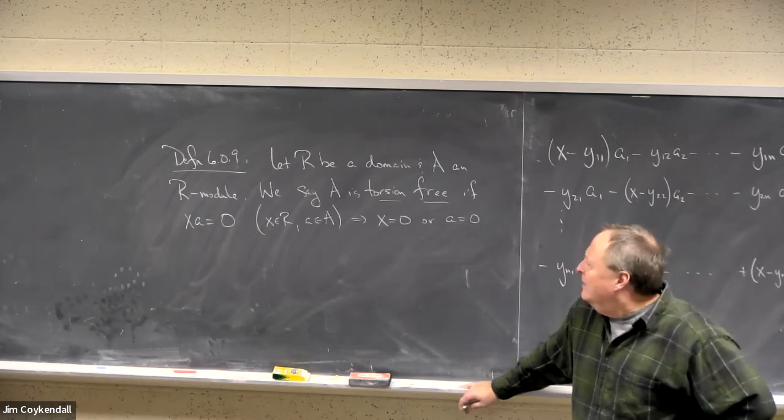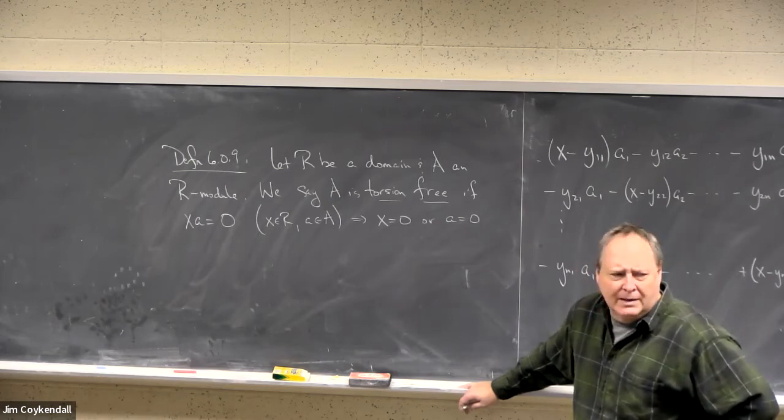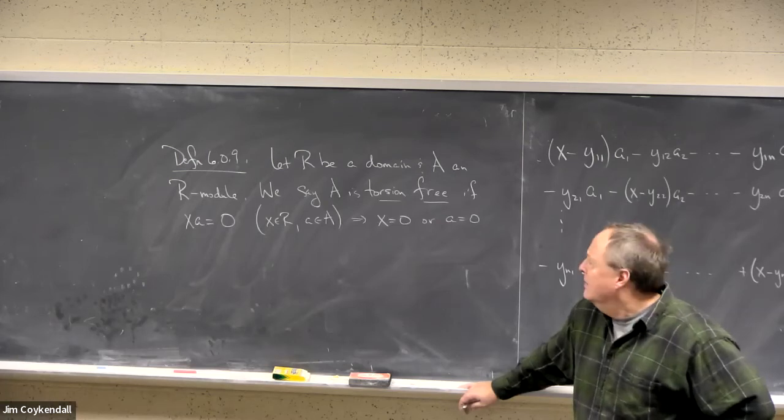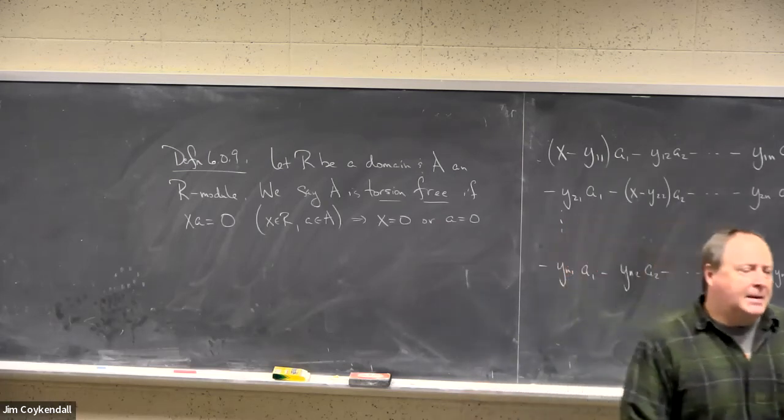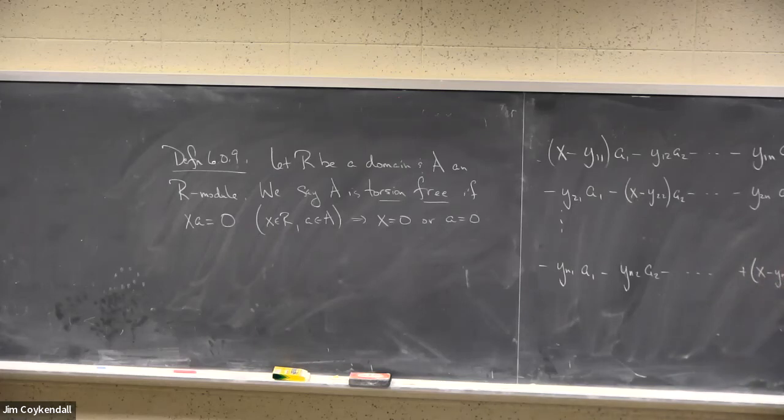That's what it means. Does anybody know why we throw domain into this definition? You can call an element in a module a torsion element if it's killed by a non-zero element of the ring. What's the difficulty if the ring is not a domain? You take two zero divisors, multiply one of them, and you multiply the other. That's right.